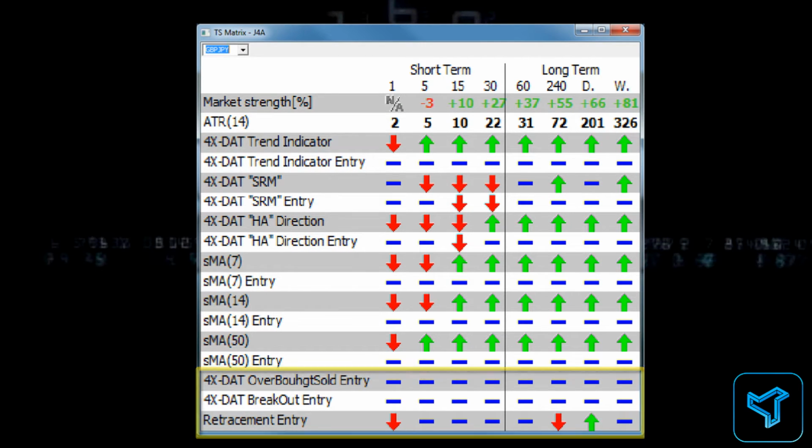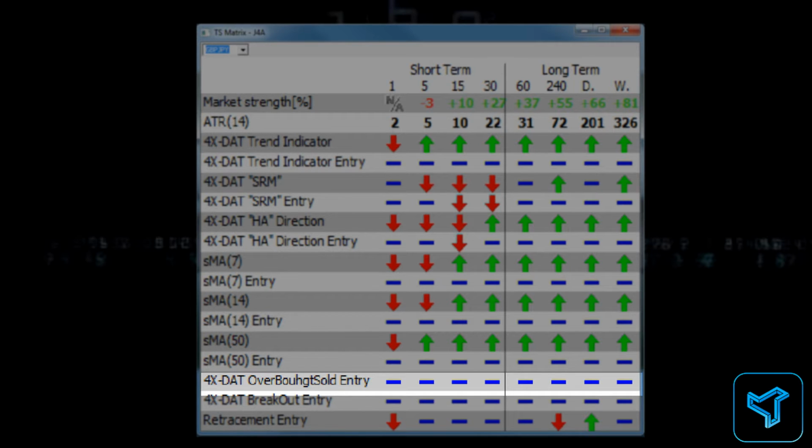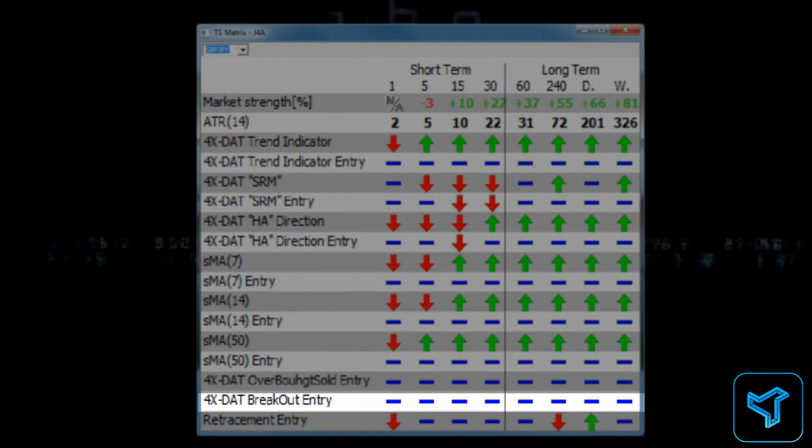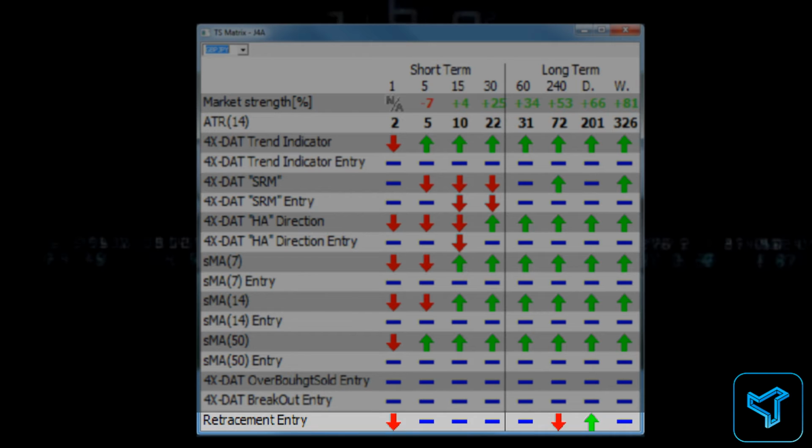So, we have the ForexDat overbought, oversold entry, which incorporates primarily CCI. We have the ForexDat breakout entry, and the way this works is that if the market is trading at a range and breaks out of it, this particular indicator will present an arrow. And finally, a retracement entry.